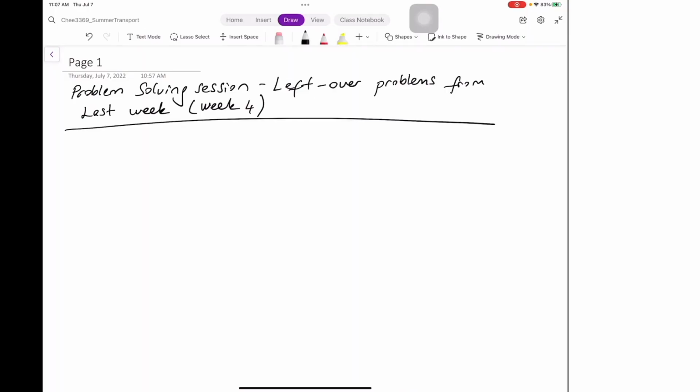We had solved problem 4 already, right? We solved problem 4 in that handout already. Now let's solve problem 1.